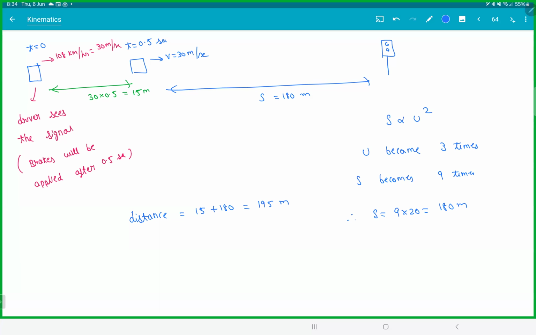Why don't we have to take it? Because there's no acceleration, Jainil. If you didn't apply brakes, there'll be no acceleration. When will deceleration start? Once you start applying brakes. But you will take 0.5 second to apply brakes. Clear, everyone? Any other confusions?